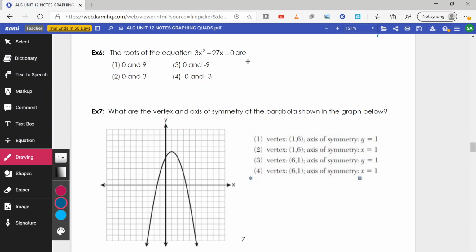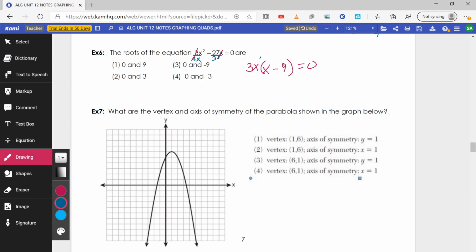Well, 3 and 27 are both divisible by 3. And then x squared and x, I can divide both of them by x. So what this means is I pulled off 3x. And then what do I have when I divide off? Well, 3 divided by 3 will cancel out. x squared divided by x is just x. And then -27 divided by 3 gives me -9. And x divided by x is just 1, so we don't really need it. So once we pull off the common factor, we end up with 3x times x minus 9.